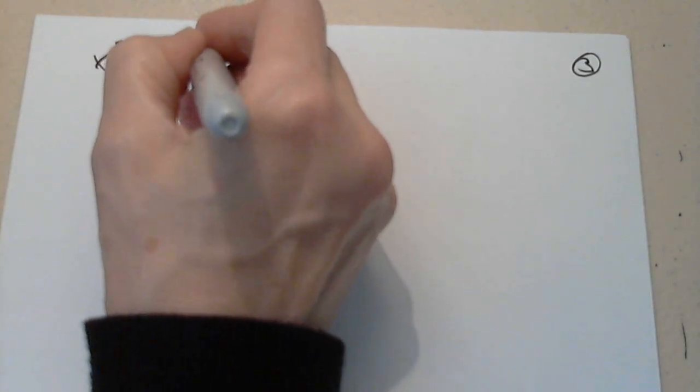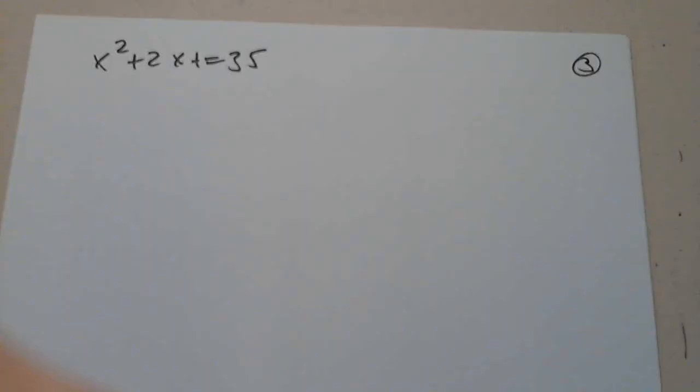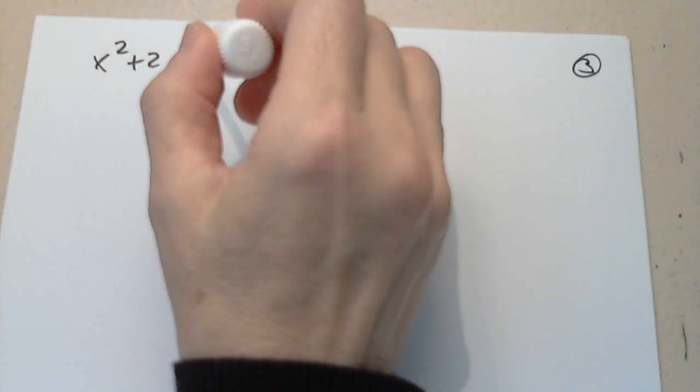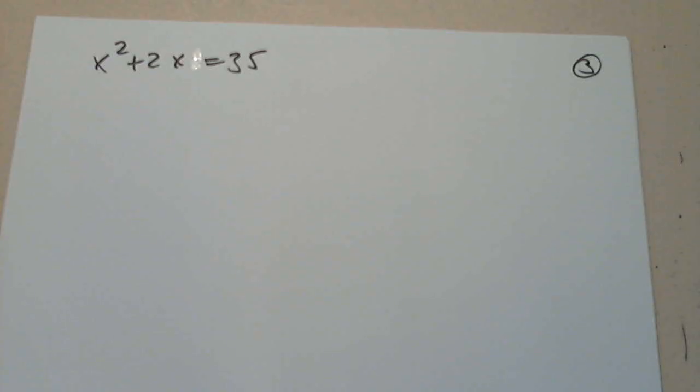Okay, so in this equation, x squared plus 2x equals 35, we cannot apply the square root property. That's not going to work because I cannot take a square root of a sum. Don't ever attempt to take the square root of a sum of terms or a difference of terms. I know it's tempting, but it's not possible.